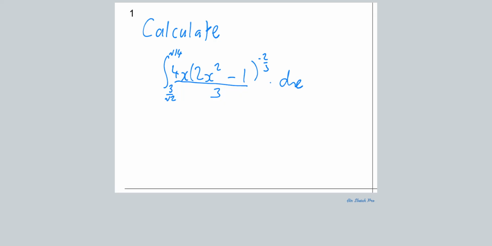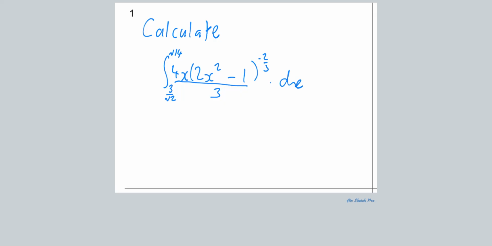The first thing to observe, if you can, and it's okay if you can't, is that if we have a look at the inside function here, which is 2x squared minus 1, I can see that the derivative of 2x squared is 4x, which is good because that's what's out here. So by inspection, it looks like we're good to go with using the chain rule, or the onion rule as I like to call it.